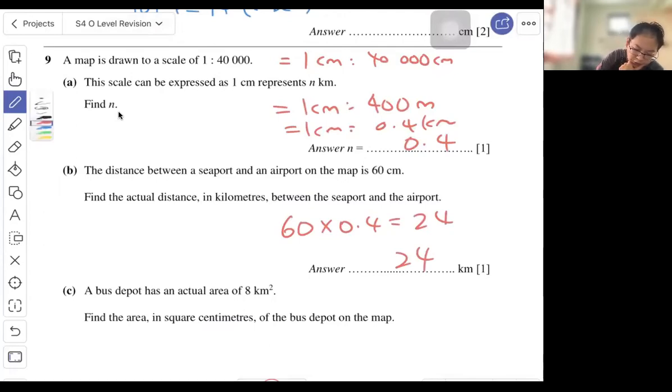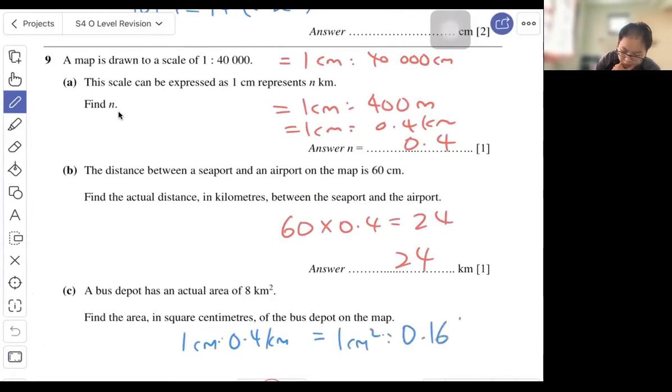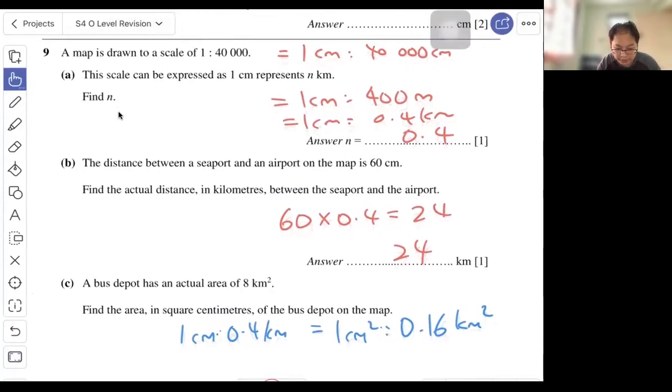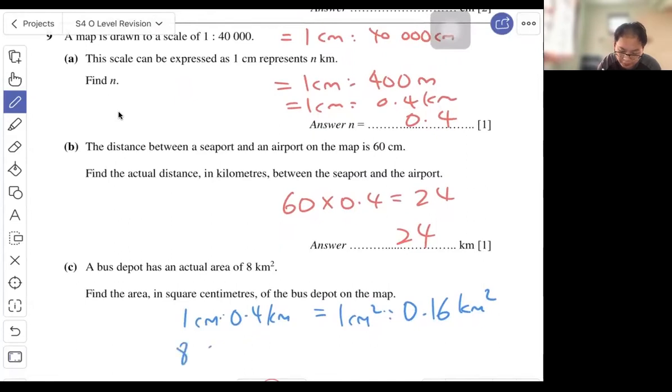Then they talk about an actual area of 8 km square. So you have to square it. 1 cm to 0.4 km. So square it like that. 1 cm square to 0.16 km square. Then you take 8 divided by 0.16 and you get the answer. So the answer is 50 cm squared.